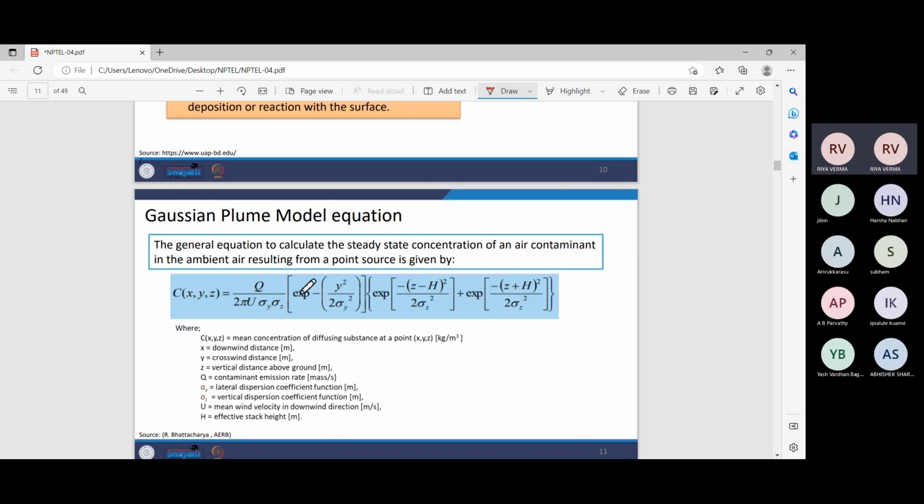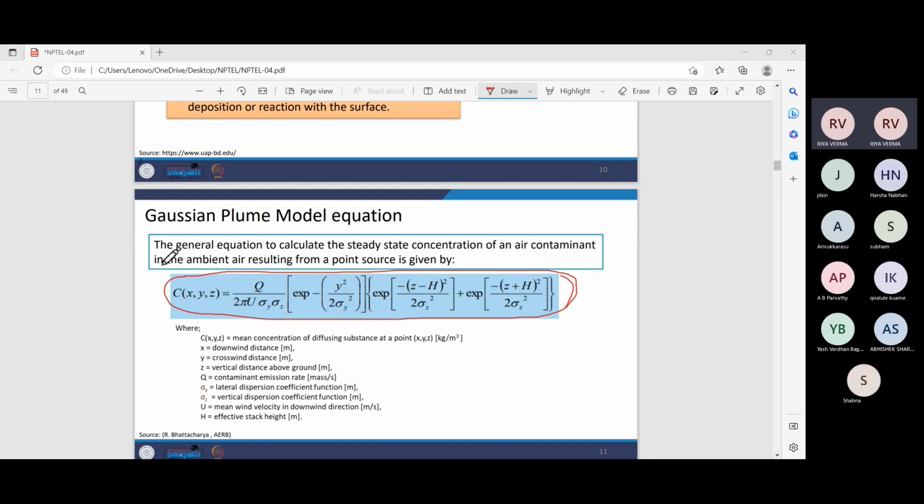So this is your general equation to calculate the steady state concentration of a contaminant in the ambient air. This is your general equation of the Gaussian plume model, and this equation will vary as per different scenarios. For example, here C is your mean concentration of a substance at a point x, y, z, whose coordinates are the point where we are getting the concentration.